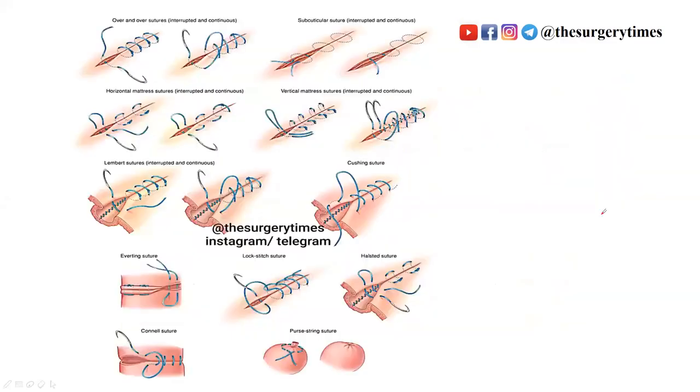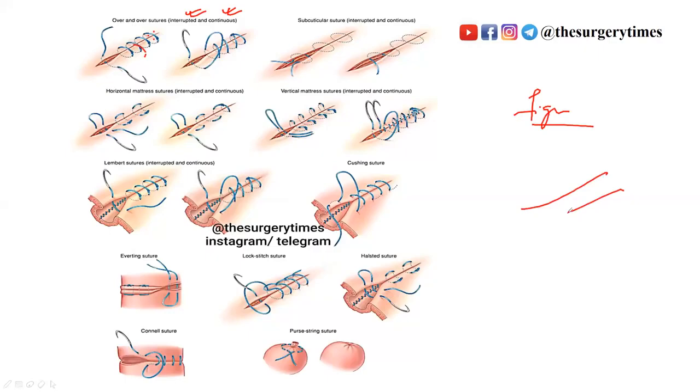Now the various types of suturing techniques. First is interrupted and continuous. These are all figures, and may come in the exam, so you should remember all this. I will show you a video where you can see how the suture is done. This is the interrupted one because it is not continuous.